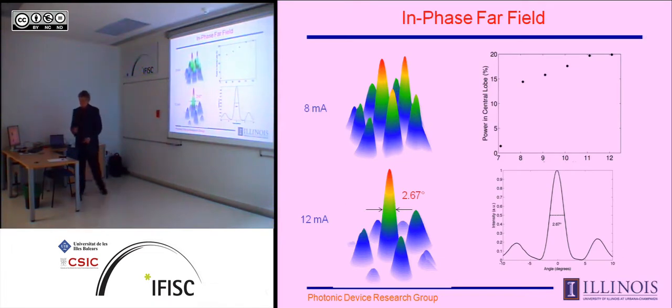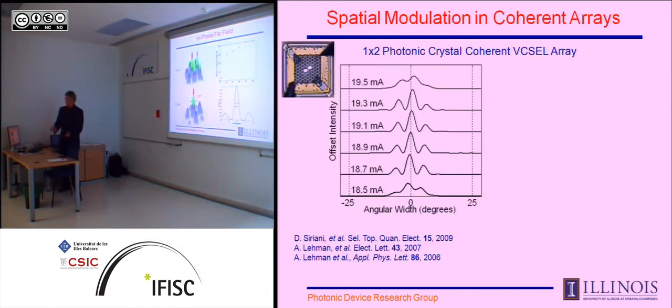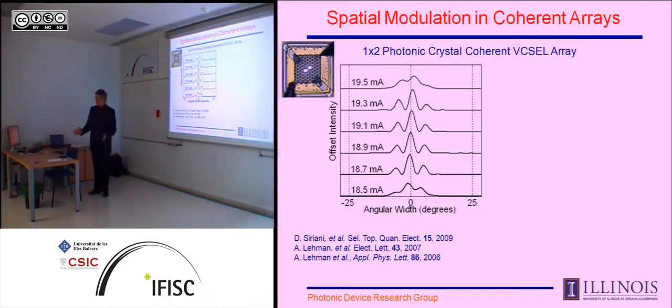What's interesting about this is this is the in-phase mode. We have the out-of-phase mode. It turns out, and this was a surprise to me, that you have all the possibilities in between. So you can actually beam steer these arrays. And I'm showing that here with a 1x2 array, I have two individual lasers. They're locked together. They're coupled, but I have two independent current injections. So I can change the current to each cavity. I can change the phase, the relative phase between the cavities.